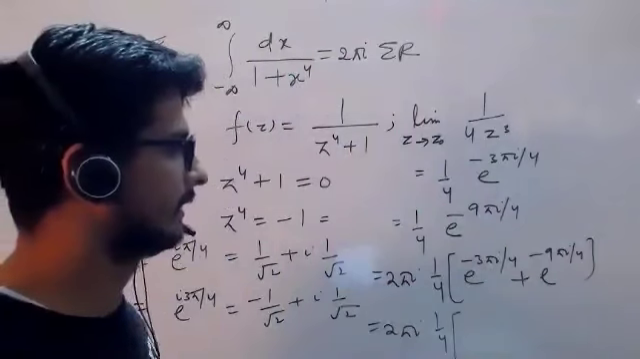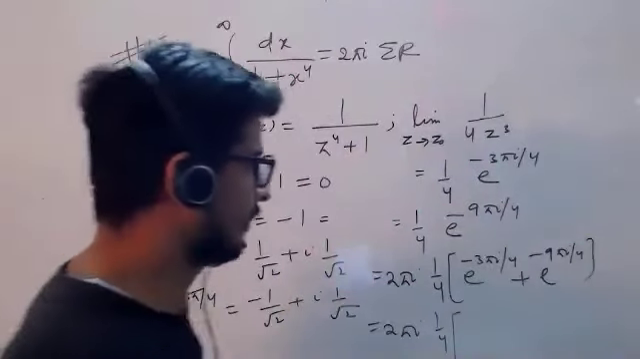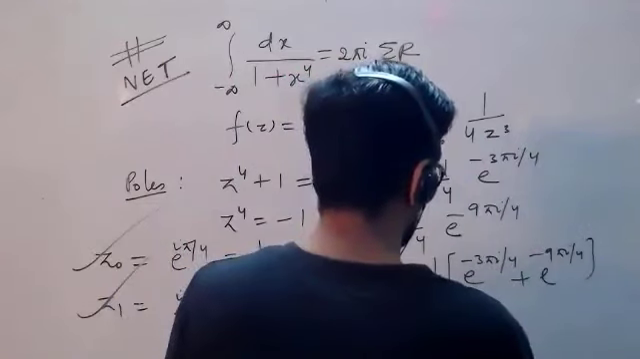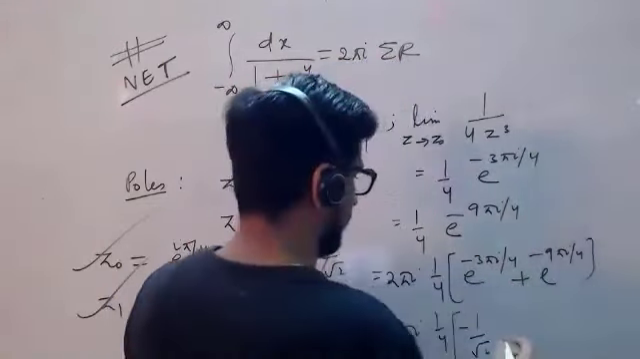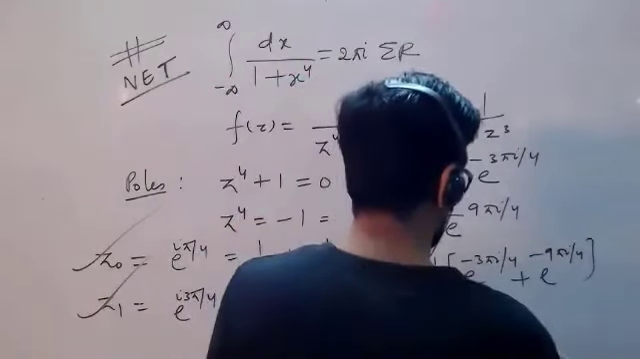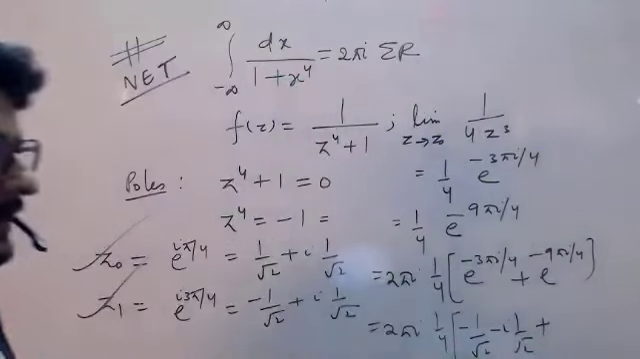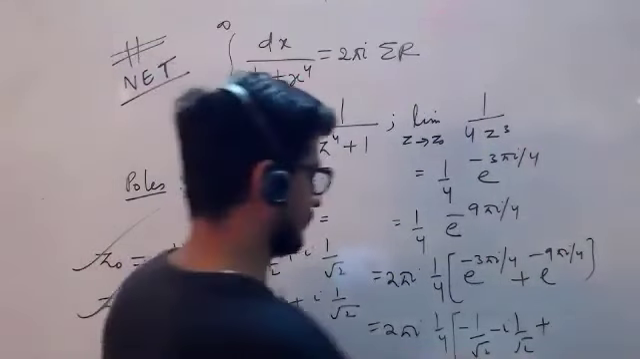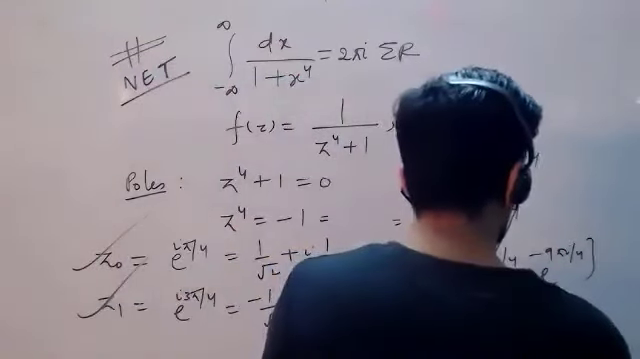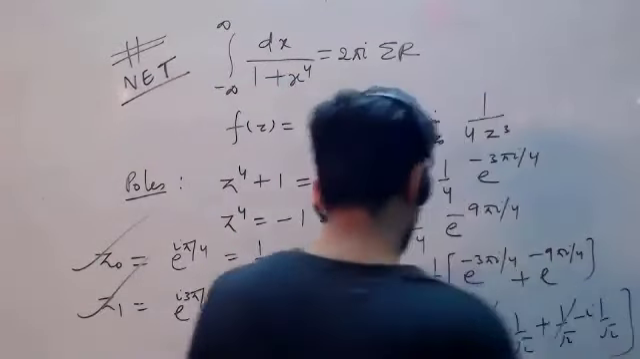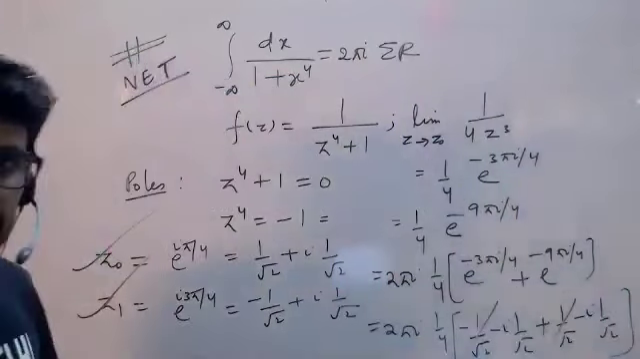3 pi by 4 means second quadrant, so cos will be negative and sine will be positive, plus 9 pi by 4 means first quadrant. So it will be 1 by root 2 minus iota by root 2. So this will be cancelled. Okay.